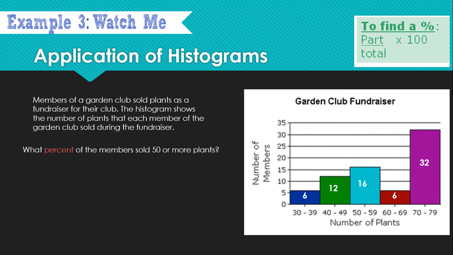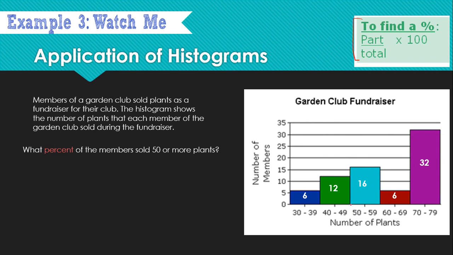Members of a garden club sold plants as a fundraiser for their club. The histogram shows the number of plants that each member of the garden club sold during the fundraiser. What percent of members sold 50 or more plants? I'm using the same idea up here to find a percent. We take the part over the total and then we multiply that by 100 to get our percent.